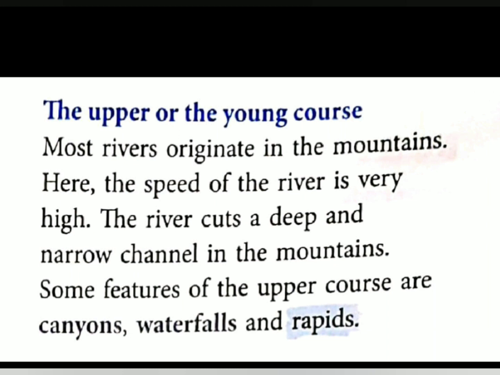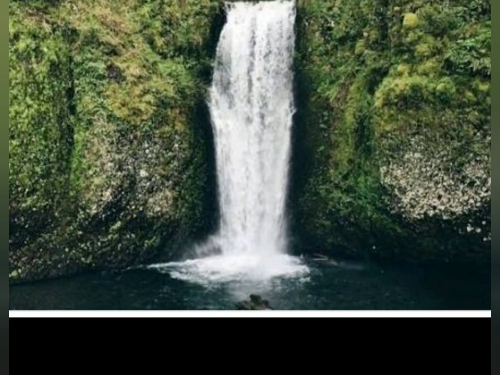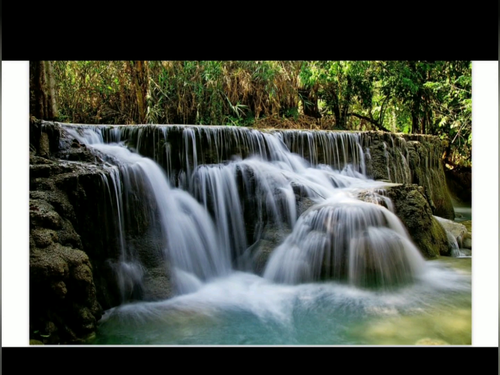The speed of the river is very high. They cut a deep and narrow channel in the mountains, matlab they make their place to come out from there. Okay, they cut a deep and narrow channel, and what happens from there? They fall down from their place. So I told you, rivers originate from the mountains. So some features of the upper course are waterfalls and rapids. Have you heard the word rapid? What is the meaning of rapids? Part of a river where the water flows very quickly over rocks. That is called rapids. Is it clear?